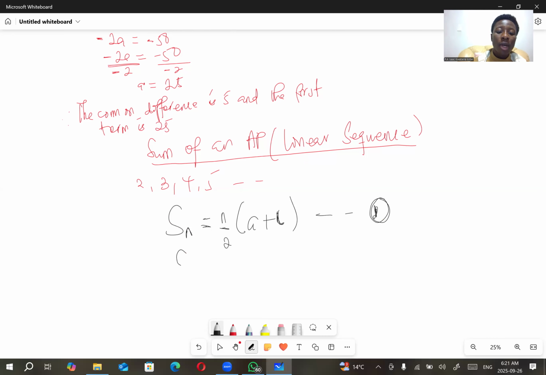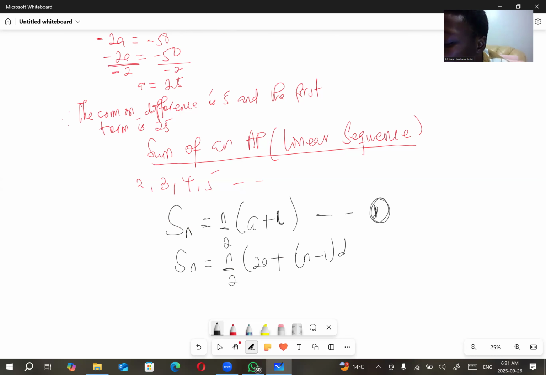Then if you don't have a last term, you can use n over 2 into bracket 2a plus n minus 1 d. Let me see, it's been a while since I used that. Yeah, I'm correct. So this is the formula if you don't have the last term.